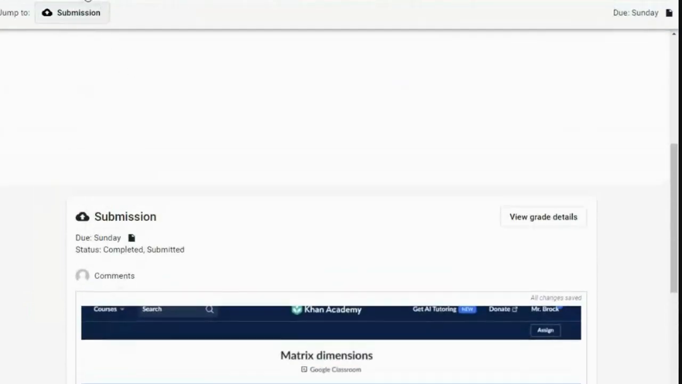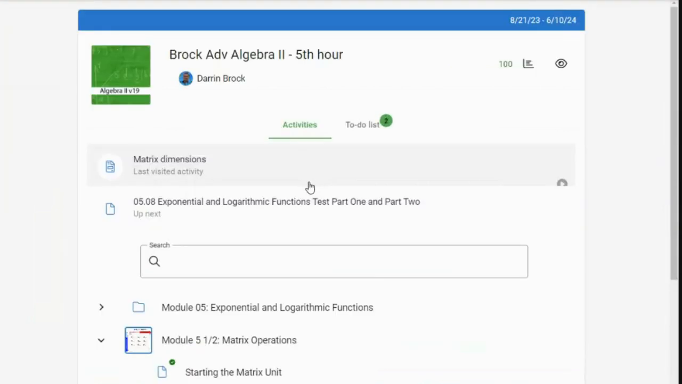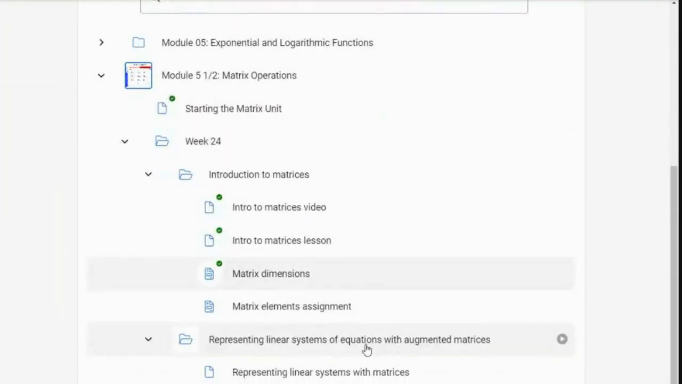All right. So that's what this unit looks like. Look, we made it all the way to matrix dimensions. There's the matrix elements assignment. That's what we looked at second, like A 2,1. That's the assignment there. That's another one where you do the 4 problems, take a screenshot, paste it into Buzz. Then we have another lesson here, representing linear systems of equations with augmented matrices.